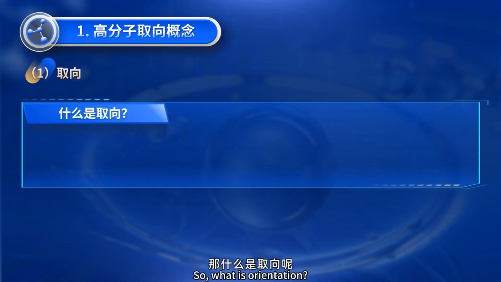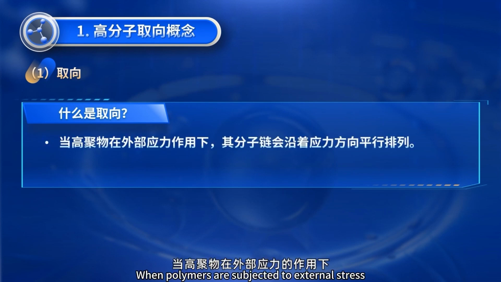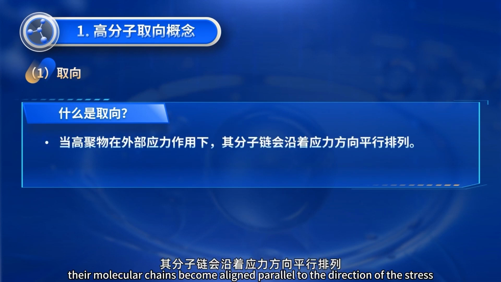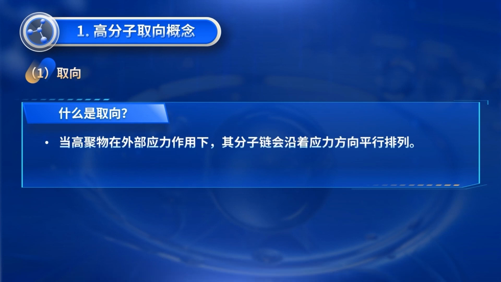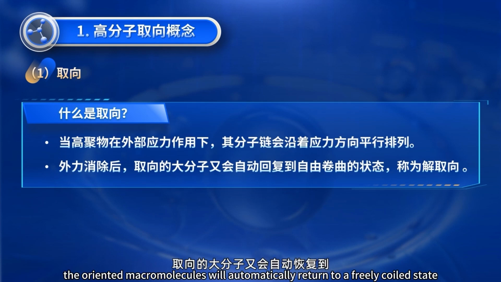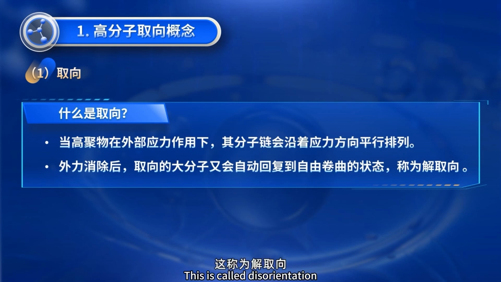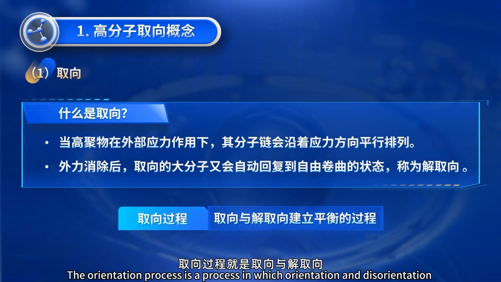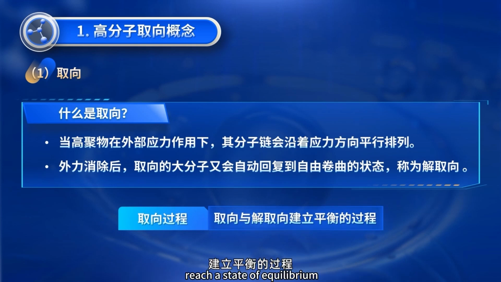So, what is orientation? When polymers are subjected to external stress, their molecular chains become aligned parallel to the direction of the stress. This phenomenon is called orientation. When the external force is removed, the oriented macromolecules will automatically return to a freely coiled state. This is called disorientation. The orientation process is a process in which orientation and disorientation reach a state of equilibrium.